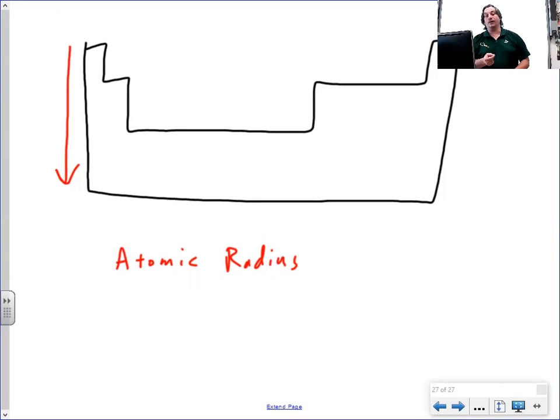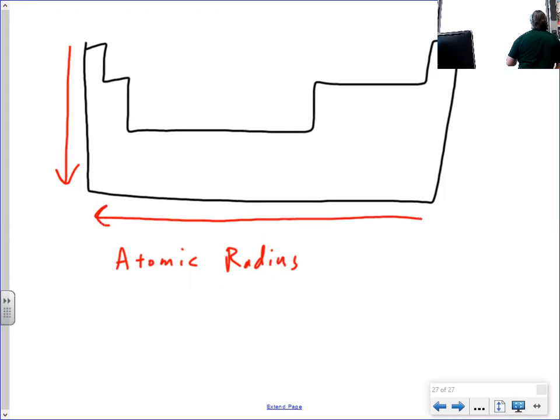What you are getting, though, is a whole bunch more protons, which are positive, and a whole bunch more electrons, which are negative. Positives and negatives attract one another. And so as you add protons going from left to right and add electrons going from left to right, you're not adding energy levels, but you're getting more attraction, so the atoms actually get smaller. So you actually get bigger as you go from right to left.